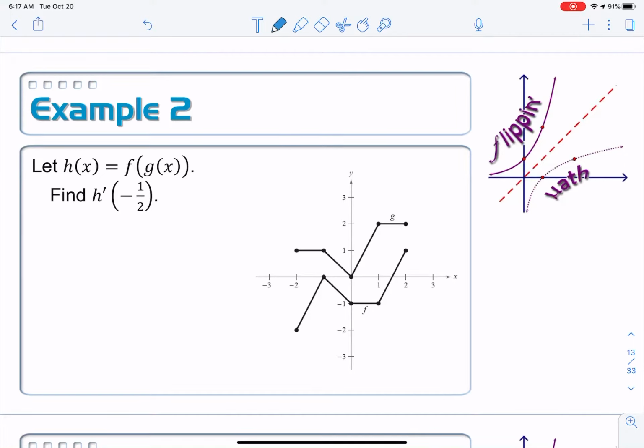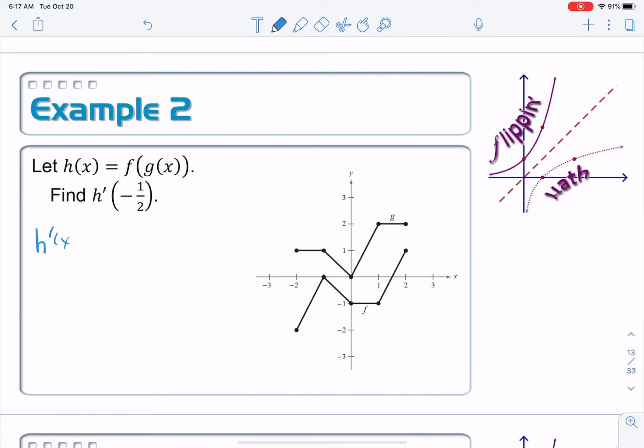All right, let's put that chain rule into action. Example 2: let h of x equal f composed with g of x, and we want to find the derivative of h at negative a half. And notice again, we've got a g of x function graphed and an f of x function graphed. So the first thing that I'm going to do is build myself a little recipe for the derivative of h, which will look like this.